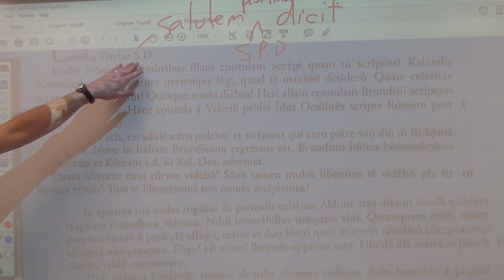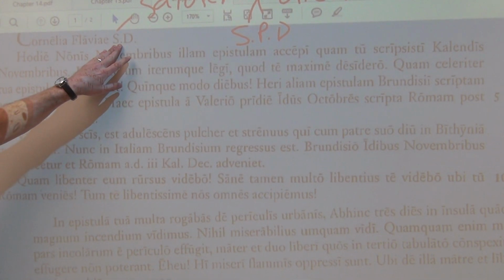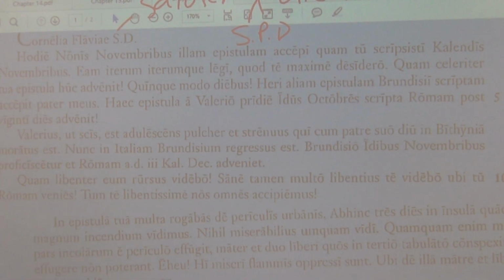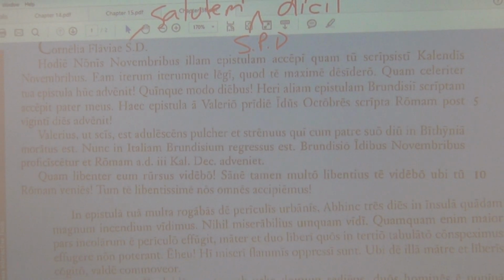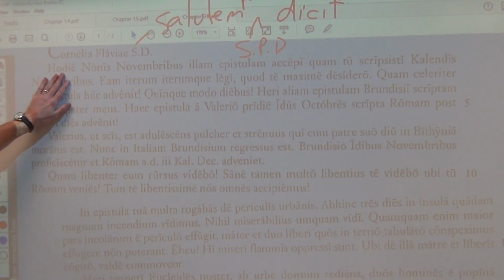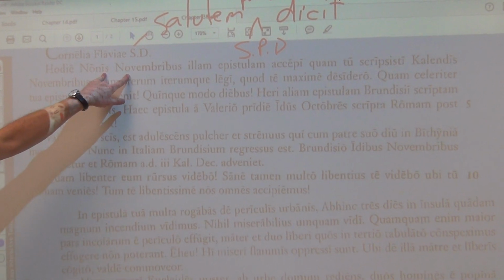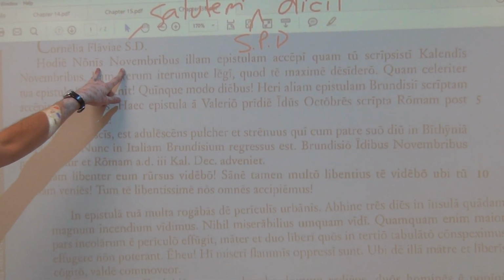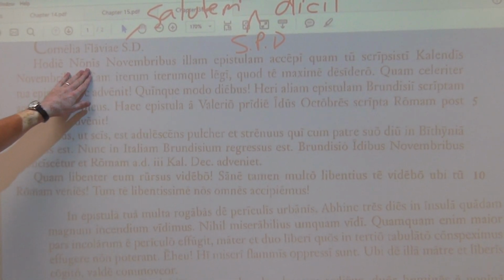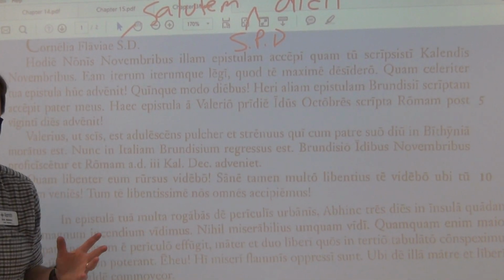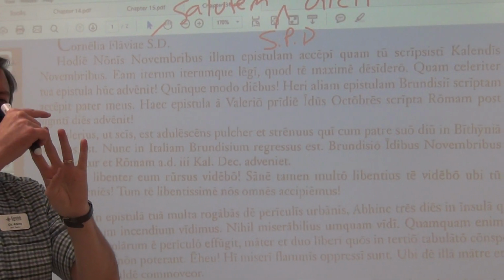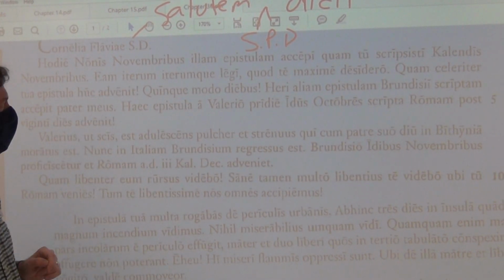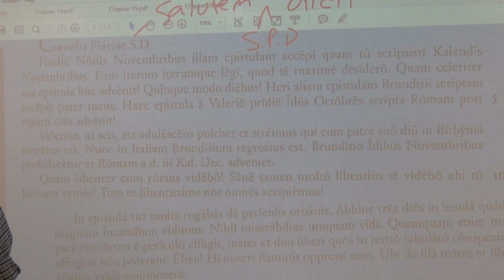And so Cornelia says greetings, salutem dicit, to Flavia, the receiver of this greeting, the direct object. Hodie, today, and here we have an ablative on, by, with, because of, from, and on, at, the November nones. Now, when are the November nones? Remember, the nones are almost always the 5th, except for 4 months: March, May, July, October. November is not one of them, so it is November 5th. For those 4 months, it would be the 7th.